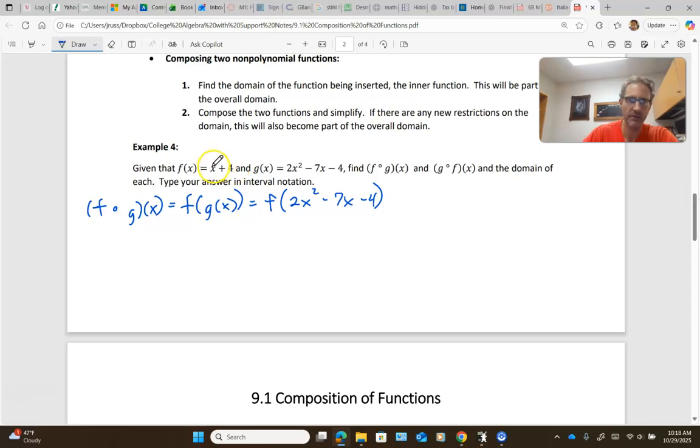So f is this function right here, x plus 4. So all of this quadratic function will go in place of x. So I'll keep it in parentheses to show what I'm doing. So that is sitting in place of x plus 4. So you're just plugging one function into another. Alright, well, I can take it out of parentheses now.